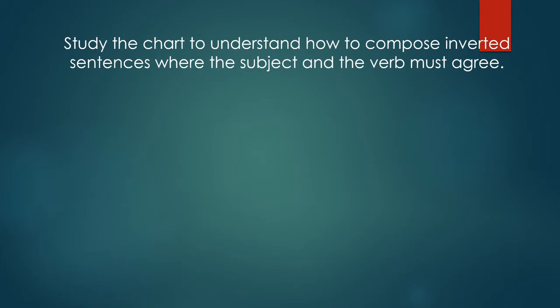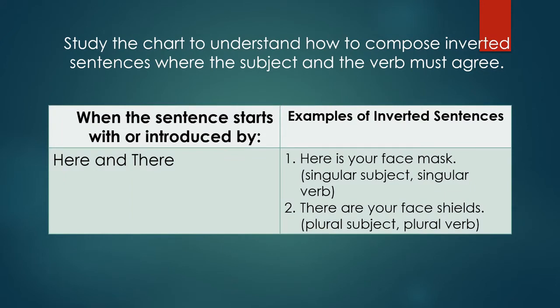Let us now study the chart to understand how to compose inverted sentences where the subject and the verb must agree. When the sentence starts with or is introduced by here, the example of an inverted sentence is: Here is your face mask. The singular subject is face mask and the singular verb is is. And when a sentence starts with there, an example is: There are your face shields. The plural subject is face shields and the plural verb is are.